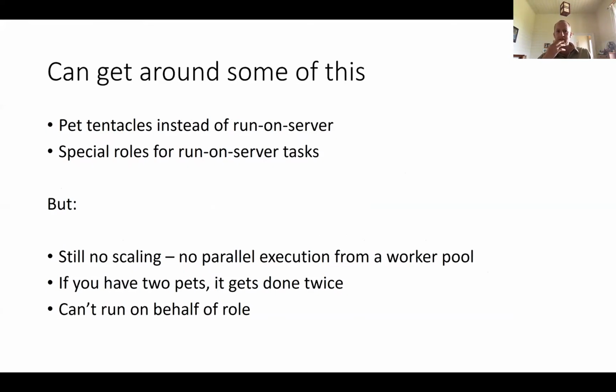You can get around this a little bit. For example, some people run pet tentacles instead of running on the server. They have a tentacle in the environment that's got a special role, and then they run their run on server tasks on that tentacle. That works as well, but you still can't scale it. You've only got one of them. If you tried to have two pets with the same role, your task would just get done twice. So if you want to have multiple things happening, you've got to start having multiple roles for each pet, and you've got a fair bit of intricate organization to do. And then you can't do the run on behalf of role step as easily in that option.